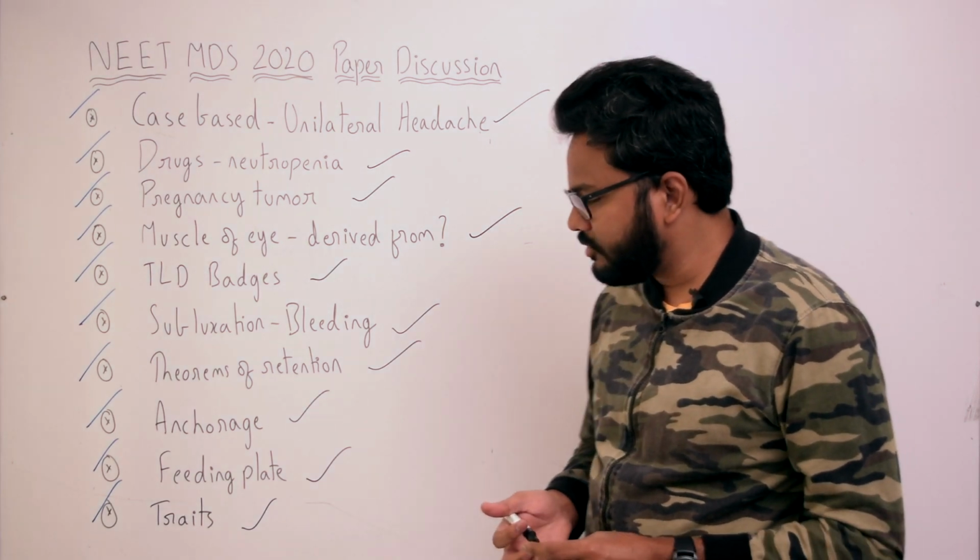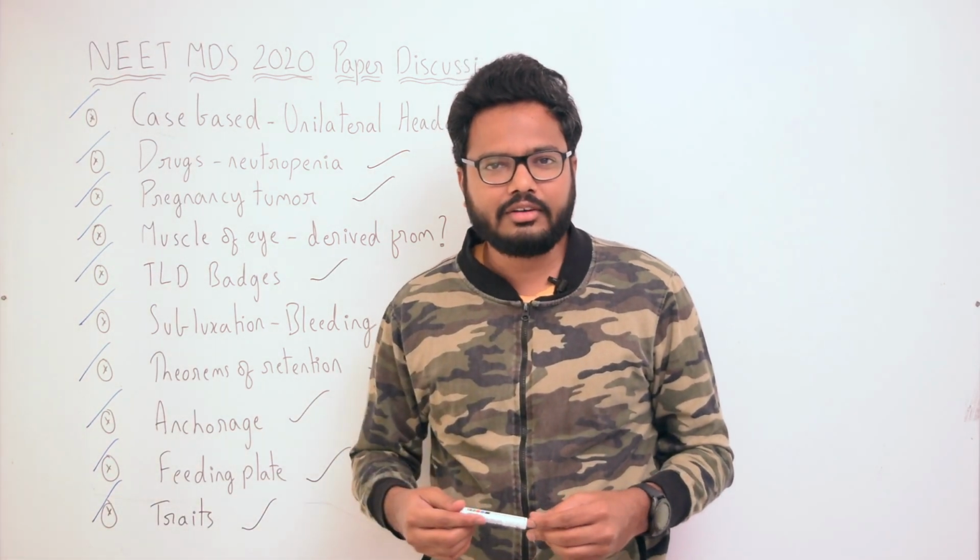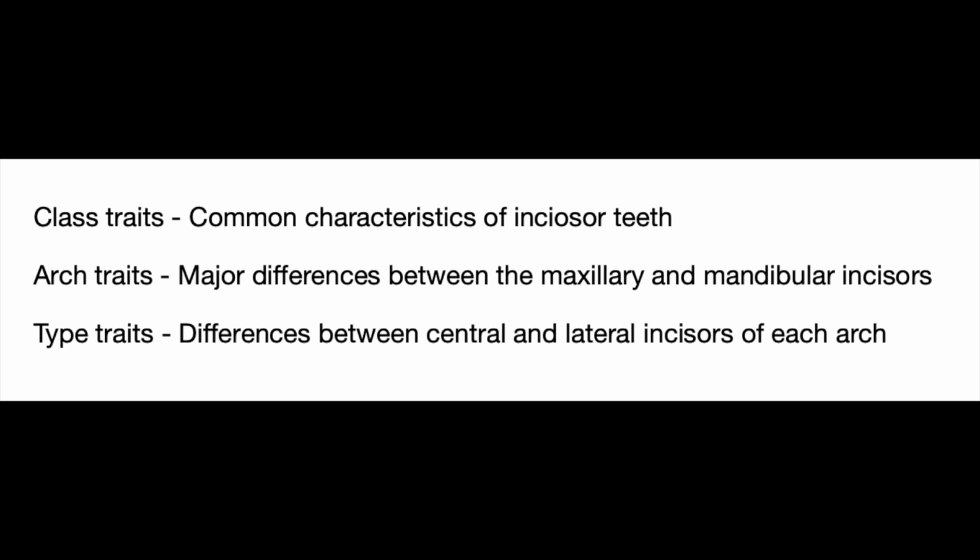There seems to be a question on traits, class traits, arch traits, etc. As you can see, we have different types of traits. Class traits means common characteristics of incisor teeth. We call them class traits, whereas the major differences between maxillary and mandibular incisors, we call them arch traits, and the differences between central and lateral incisors of each arch, we call them as type traits, right?